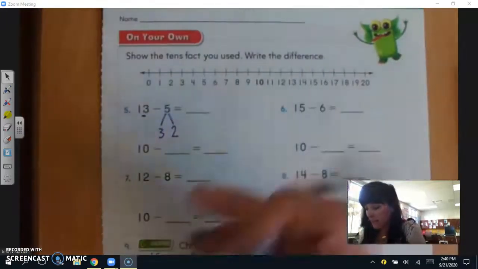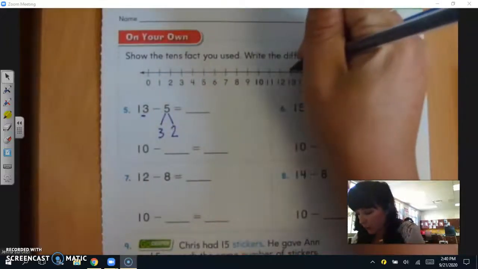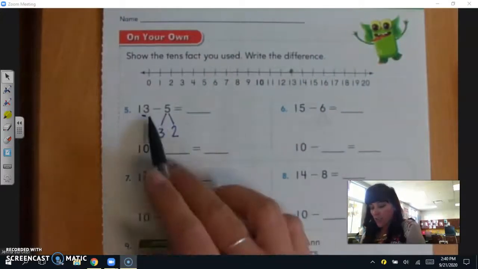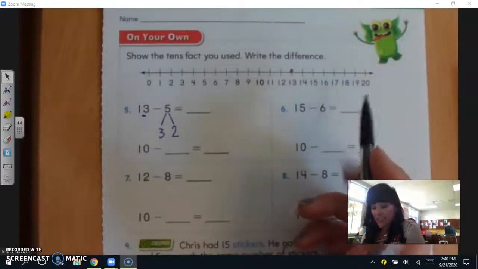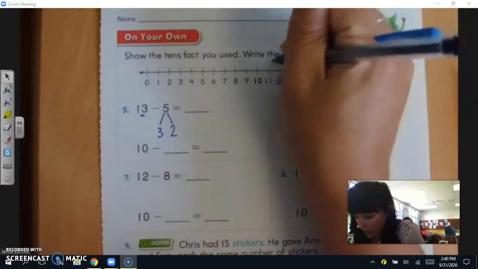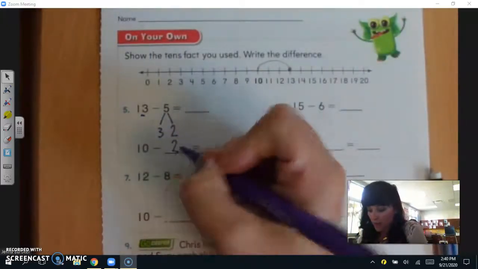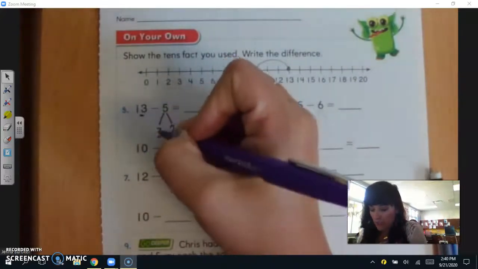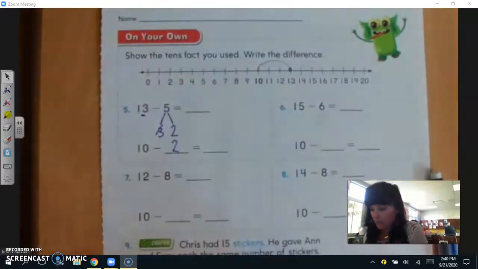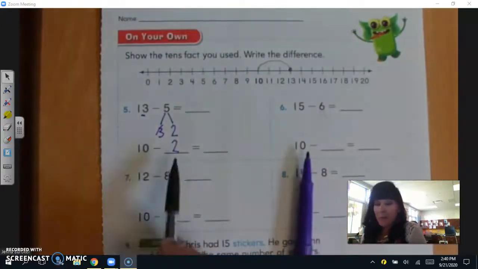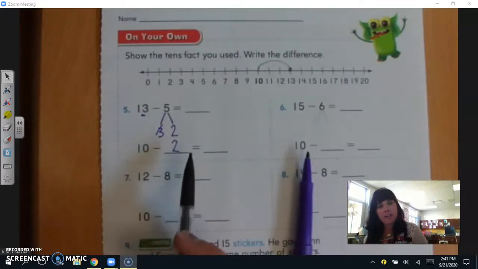Okay, then I'm going to put my dot. I'm going to go to 13, put my dot there. That's where we're going to start. And I know that if I take away 3, I'm going to get to 10. So I'm going to go 13, boom, 10. Okay, so now I have 2 more left. This 3 is coming from here, right? So now we have 10 minus 2. And again, if you know your make 10 facts, if you can think, what and 2 make 10?